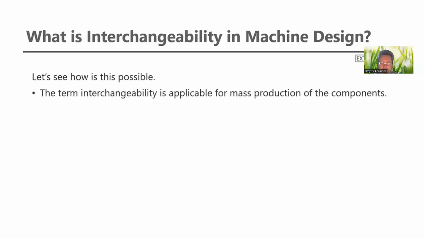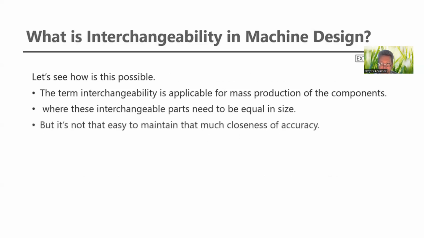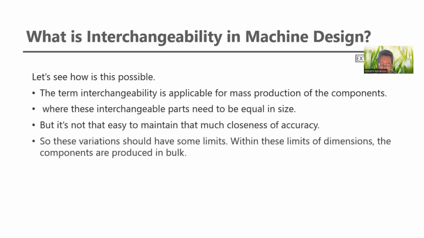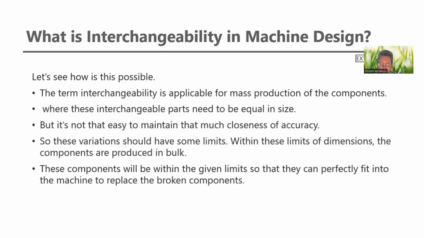The term interchangeability is applicable for mass production of components, where these interchangeable parts need to be equal in size, but it's not that easy to maintain that much closeness of accuracy. So these variations should have some limits. Within these limits of dimensions, the components need to be produced in bulk. These components will be within the given limits so that they can perfectly fit into the machine to replace the broken components.